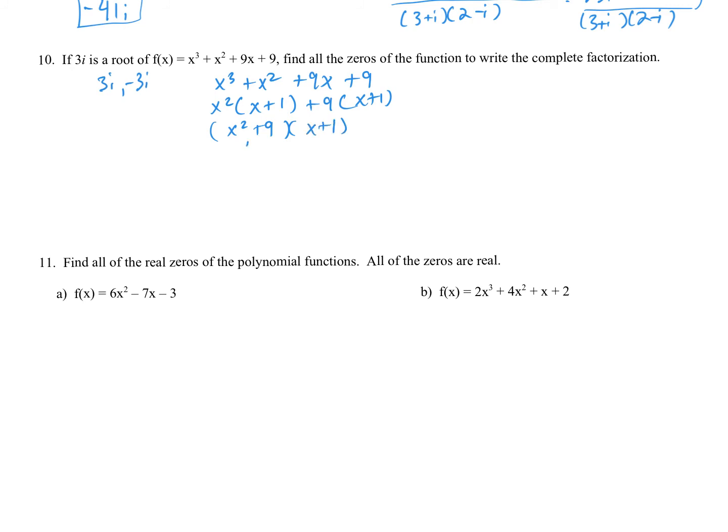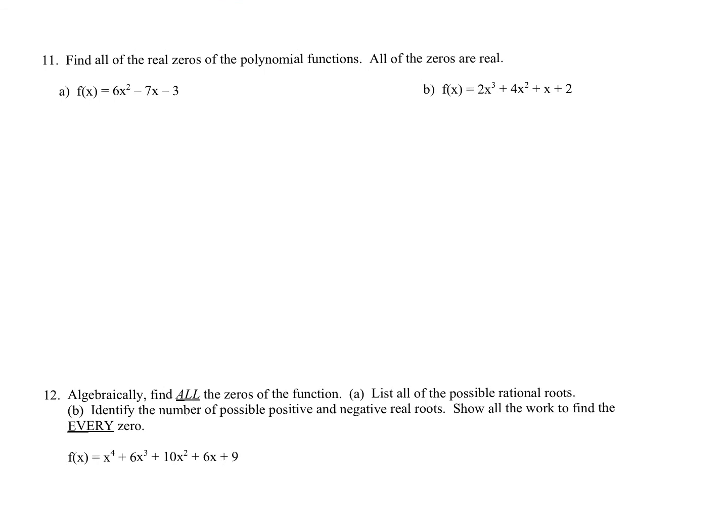Does it make sense that this part gives me those zeros? Now we have x plus 1. That is x equals -1 for my zero. So there it is, my 3 zeros.